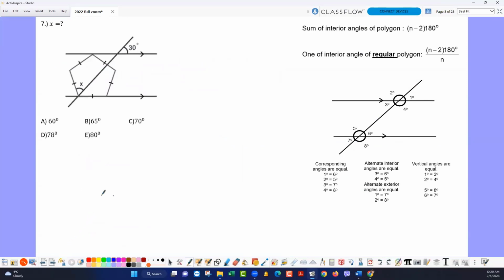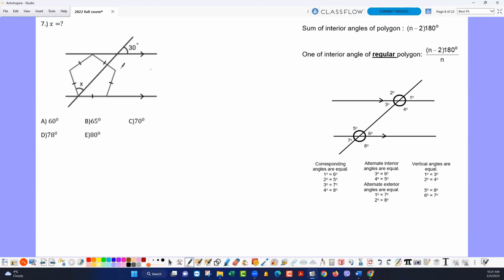Okay, the next question is a polygon and parallel line question. For the polygons, the properties are written here, and for the parallel lines, they are written here. And here, this is a regular pentagon. First, I need to tell that one. In a regular pentagon, you can easily find the angle here.